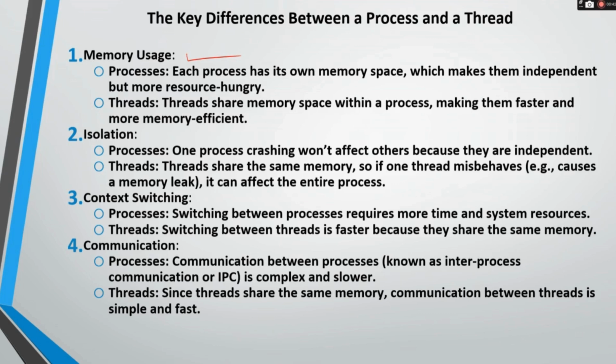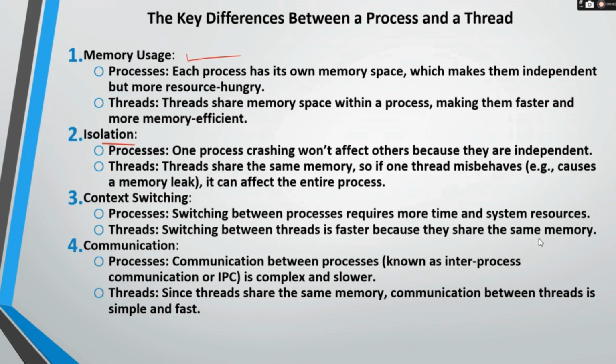One more parameter is isolation. One process crashing won't affect the other processes. But in the case of threads, threads share the same memory, so if one thread misbehaves, it can cause a memory leak.